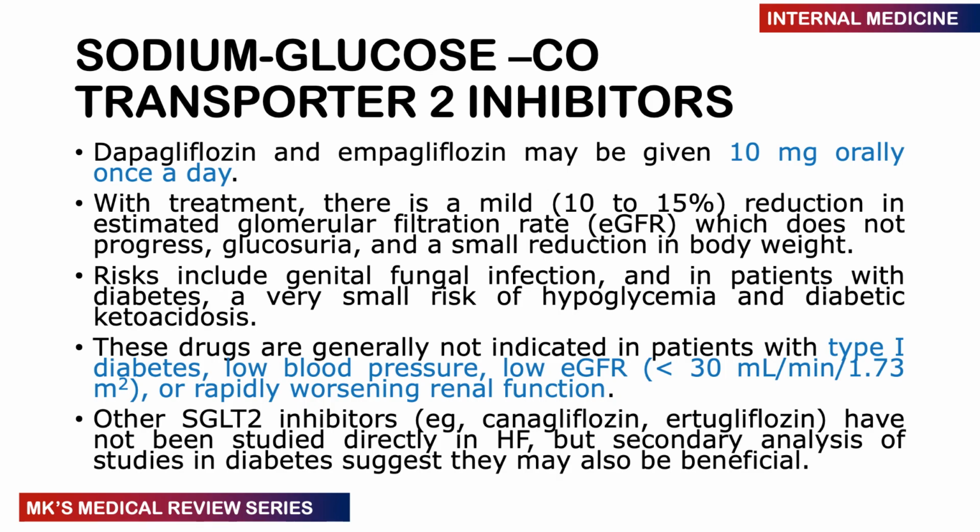Then there's often a 10 to about 15% reduction in the estimated GFR, which will not progress, and glucosuria and a small reduction in body weight may be seen. But there is a risk of fungal infections, especially in the genitals. There is a frequent risk of hypoglycemia and of tipping them into diabetic ketoacidosis. But generally, the drug is not indicated in patients with type 1 diabetes, those with low blood pressure, those with a low estimated GFR less than 30, or those with rapidly worsening renal function. You want to avoid it.